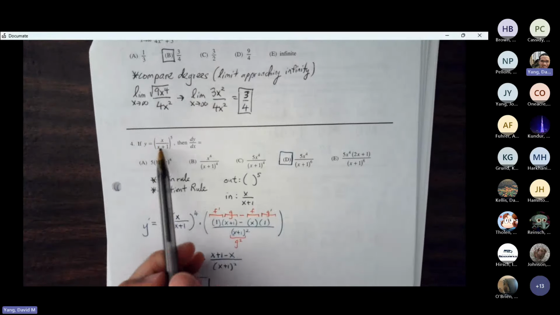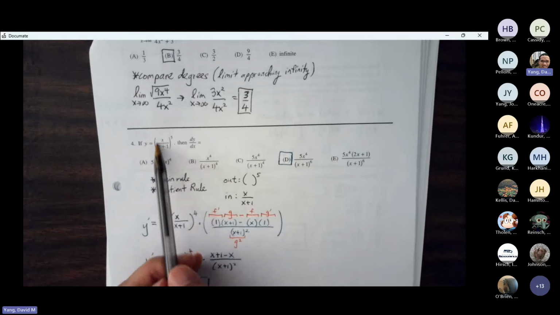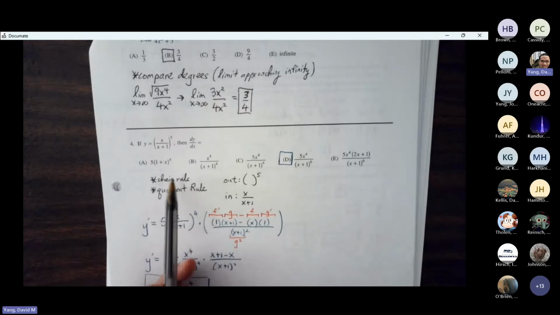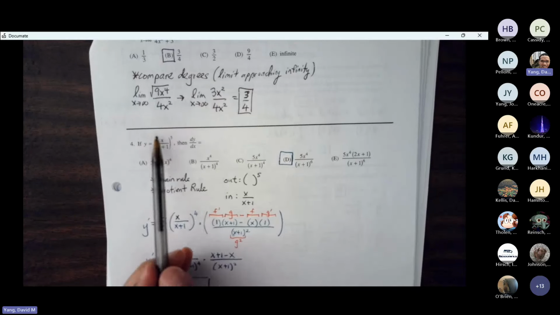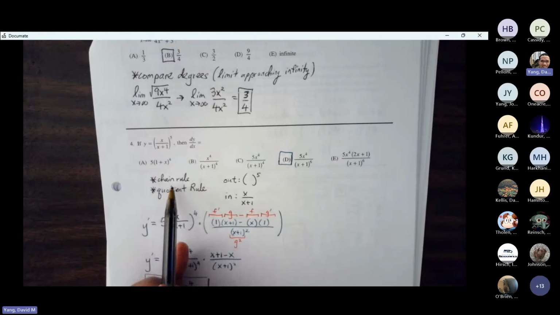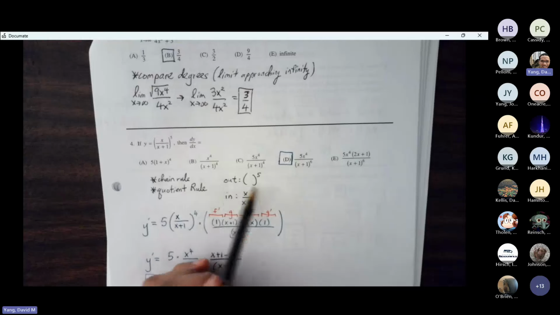Number 4, we have y equals x over x plus 1, to the 5th. We want to find the derivative. Now this is a function within a function. We really have to go through chain rule here, but then within chain rule, there's also that numerator and denominator that's not easy to resolve. So I've got to go through quotient rule as well. So I've got to go through a full 2 process here. I've got to do the outside derivative, which is chain rule. And once I get inside, I've got to go through quotient rule.